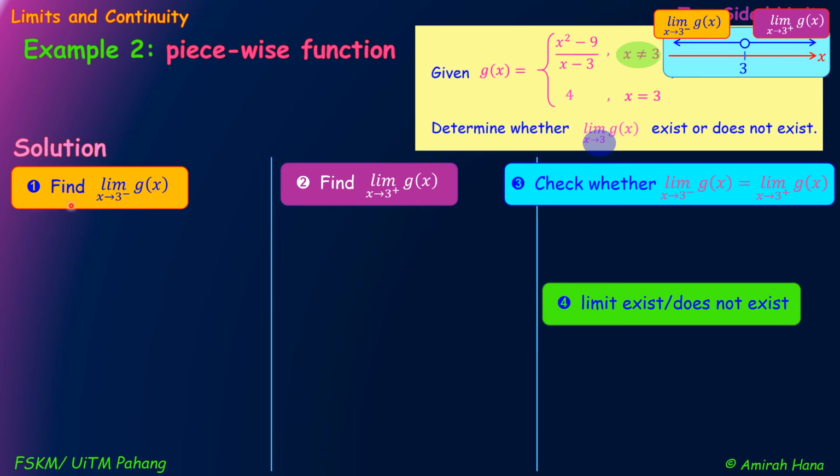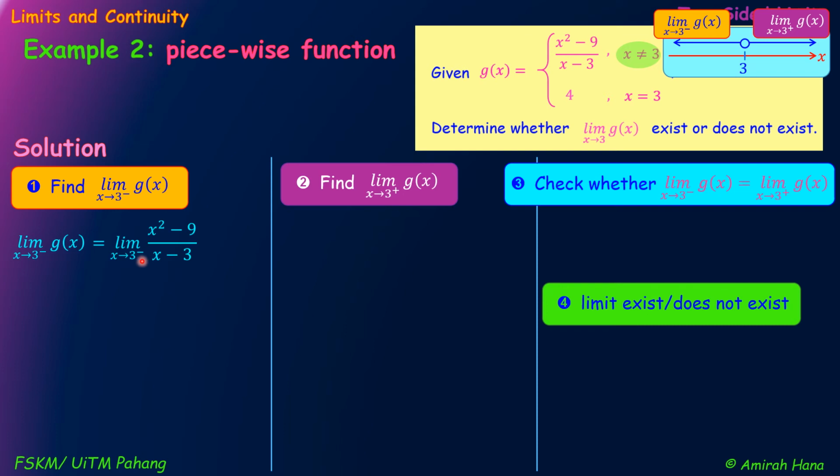Alright, now we look at step 1. Find the limit as x approaches 3 from the left of g(x). As I said before, to find this limit, we use this arrow, which means that we use this function. Right? So the limit as x approaches 3 from the left of g(x) equals, we replace g(x) with (x squared minus 9) over (x minus 3).